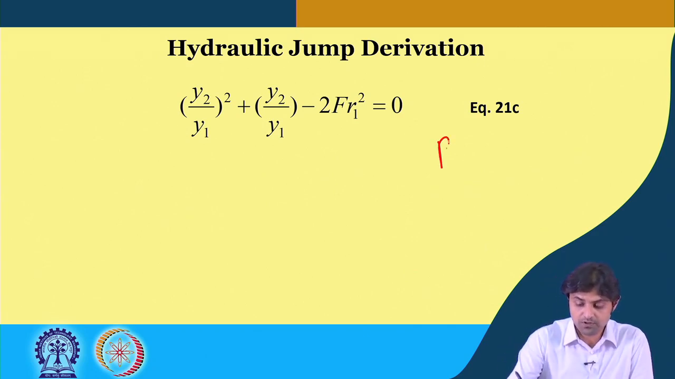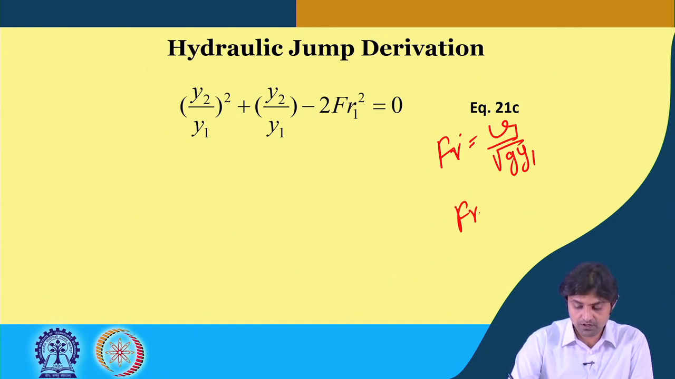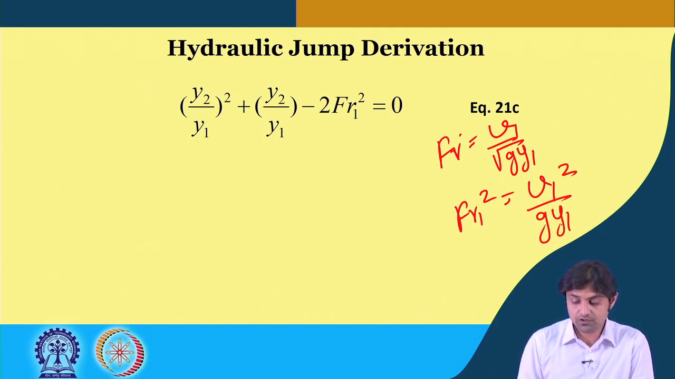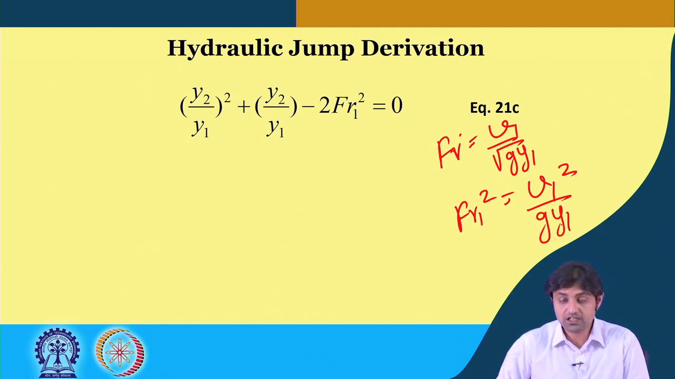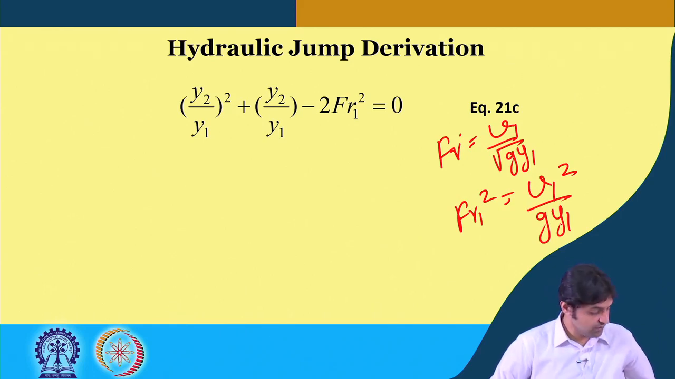Because Froude number 1 is V1 by under root g y1. So, Froude number 1 whole square is V1 square by g y1. So, we try to put V1 square by g y1 in this equation.